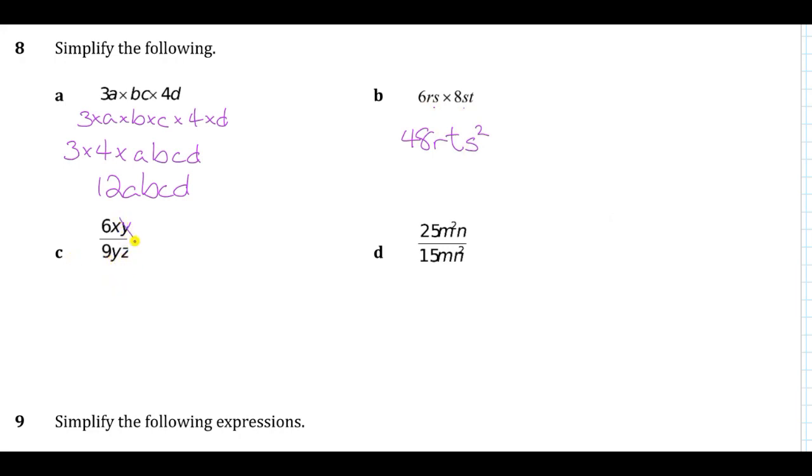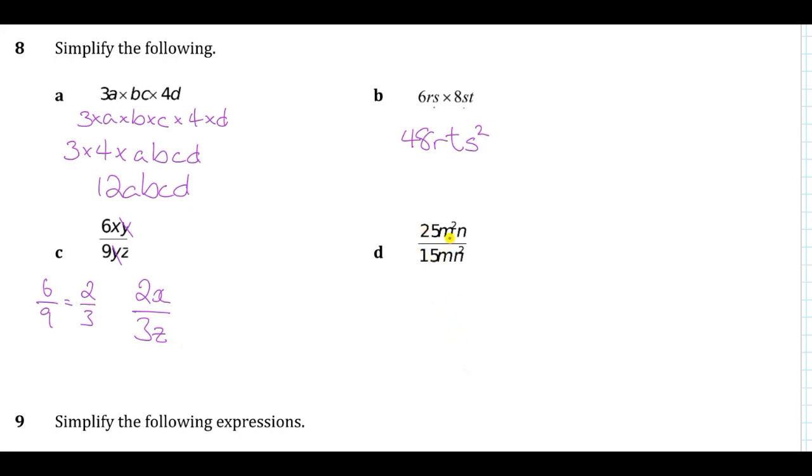For C, there's a y on the top and there's a y on the bottom, so they will cancel each other out. 6 divided by 9 is the same as 2 divided by 3. We are left with 2x over 3z.